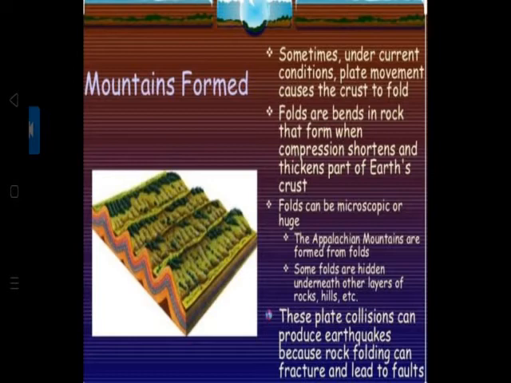These plate collisions are like banging against one another. They are colliding with one another and can produce earthquakes. Now, an earthquake is a sudden movement, and what we are learning now is horizontal movement, which comes under the category of slow movements, also known as tectonic movements. So these plate collisions can produce earthquakes because rock folding can fracture and lead to faults.